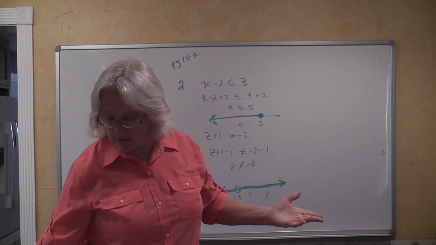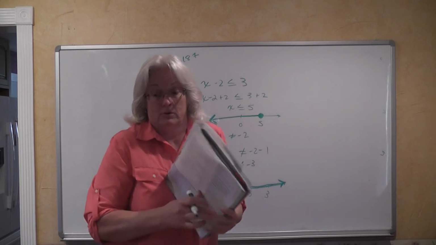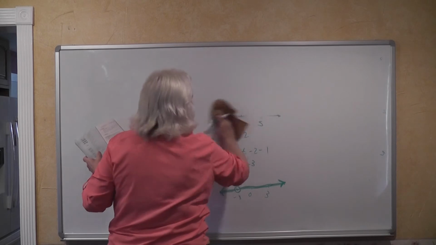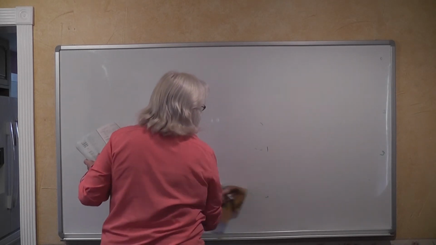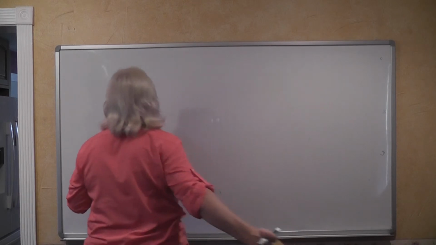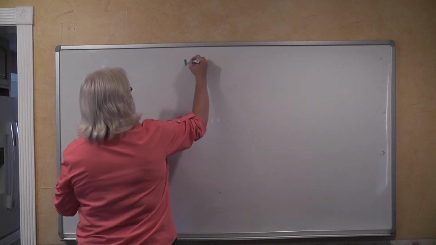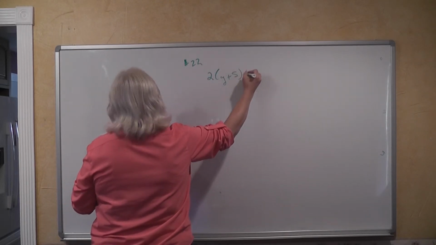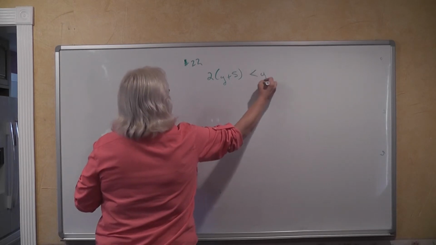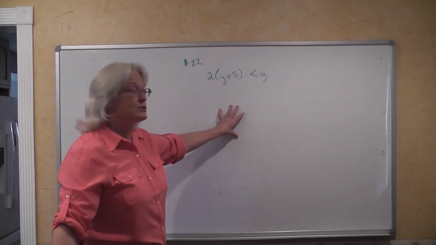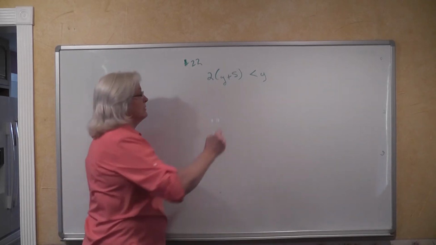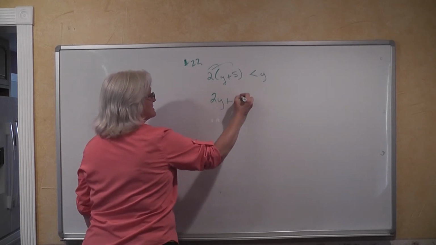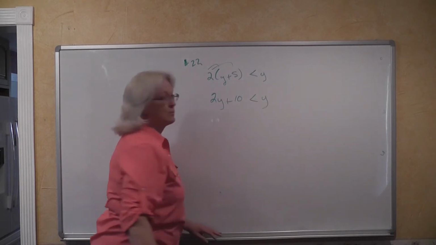Let me just pick one that maybe you think might be hard, and it's not. It's really not even necessary to watch this one. This is problem number 22, but I'm going to distribute. So even though I said you shouldn't watch, you still should. This is number 22. 2 times the quantity y plus 5 is less than y. We only have addition going on. We do have to distribute a 2. 2 times y plus 2 times 5. 2y plus 10 is less than y.